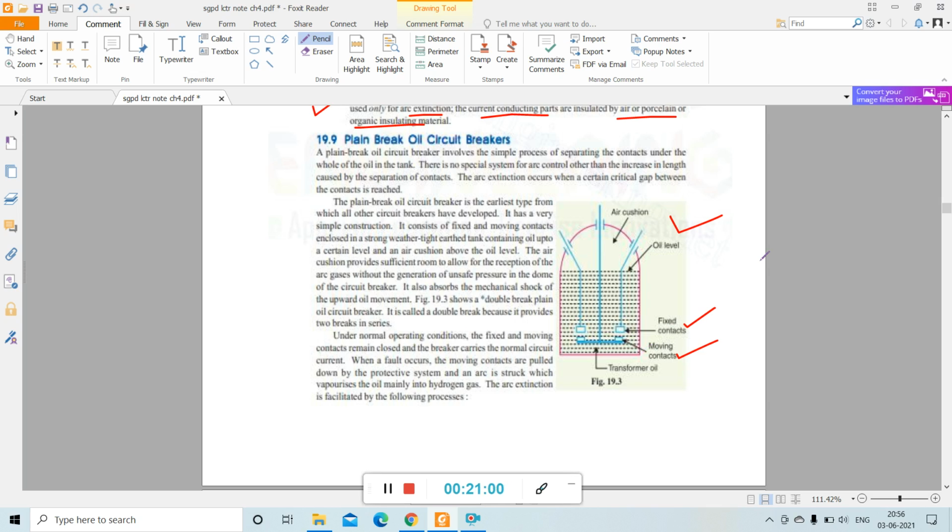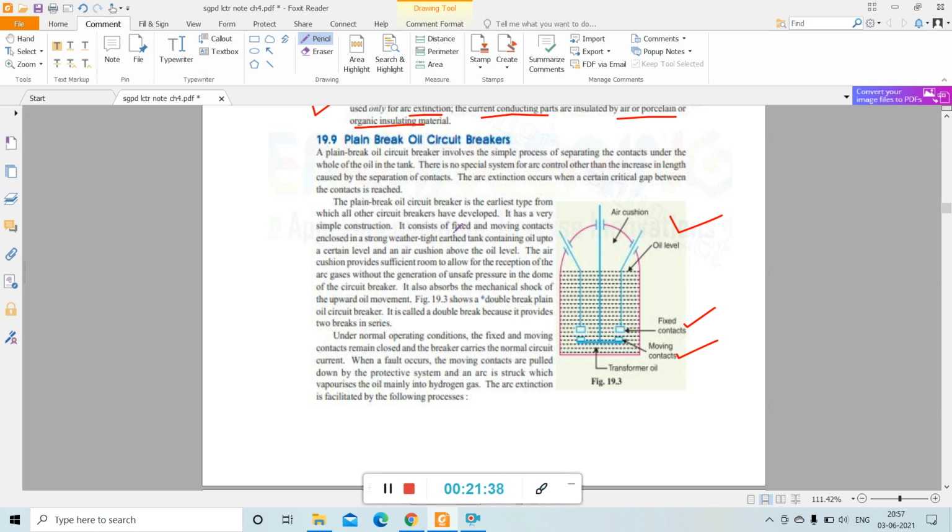So there is no special system for arc control other than the increase in arc length caused by the separation of the contacts. The arc extinction occurs when a certain critical gap between the contacts is reached. Okay, so the plain break oil circuit breaker is the earliest type, from which all other circuit breakers have been developed. It has a very simple construction.